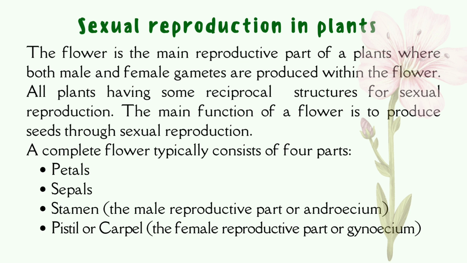Now we are coming to the sexual reproduction in plants. The flower is the main reproductive part of the plant, where both male and female gametes are produced within the flower. All plants have some reproductive structures for sexual reproduction. The main function of a flower is to produce seeds through sexual reproduction. A complete flower typically consists of 4 parts: petals, sepals, stamen, and pistil or carpel.